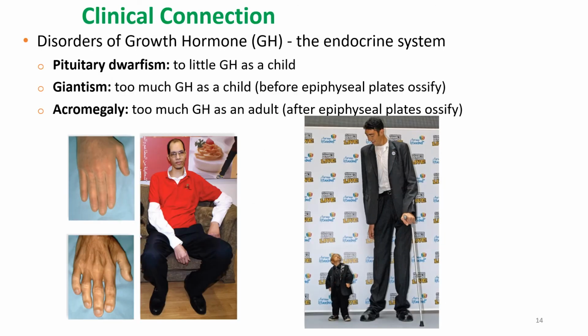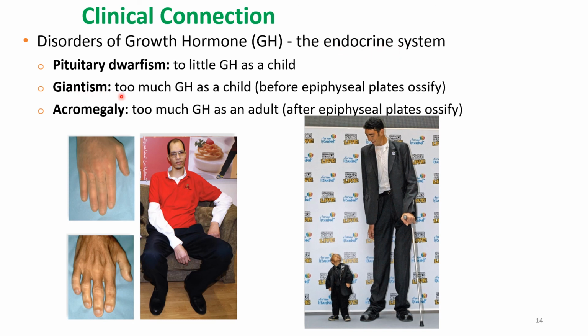Just to kind of wrap it up on a clinical note, if you have a disorder of growth hormone, there's a couple different ways it can affect you. Obviously, this is part of the endocrine system. If you have somebody who's a dwarf, and there's different types of dwarfism, but one of them can be caused by having too little growth hormone as a child. I think a dwarf is defined as somebody who's 4'10" or less, and so they just never get enough of that hormone in their body to make their cells grow.